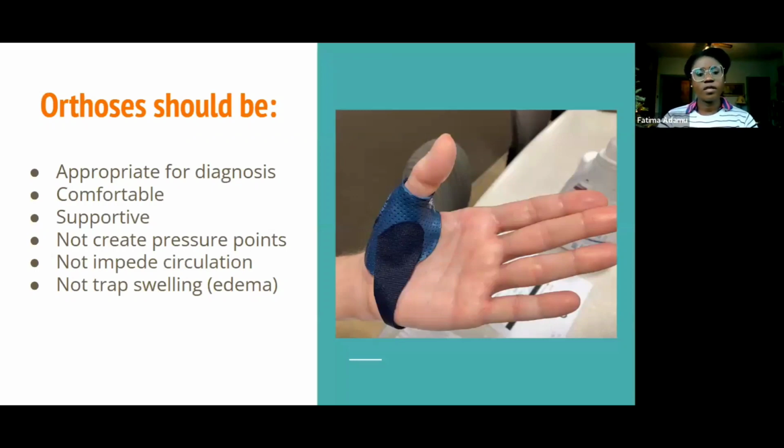So the orthosis should be appropriate for the diagnosis, comfortable, supportive, as comfortable as you can make it, obviously. Should not create pressure points because that'll lead to pain and can lead to new wounds. Should not impede circulation. So if the patient's extremity turns white or pale, in my instance, for a darker person like me, I might look a bit more gray, then you'd want to adjust the strapping so that it's not cutting off the circulation. And should not trap swelling, right, which is also related to circulation.